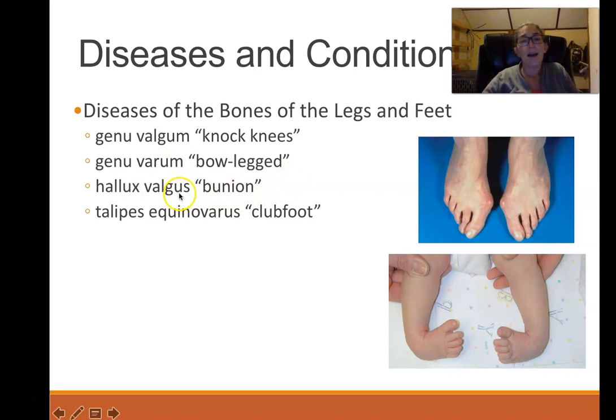Hallux valgus is the medical term for a bunion. A bunion is an overdeveloped inflammation of the joint of the big toe, the hallux. And then talipes equinovarus is the medical term for clubfoot. This is babies, when they're born, sometimes their feet are turned in from their positioning in utero. And it's normal for their feet to have a little bit of a turn in. But if that turn in is very severe, then it's due to improper positioning of the bones. And what they actually have to do is they basically just break the ankle bones here and set the feet in casts so that they can heal straight.